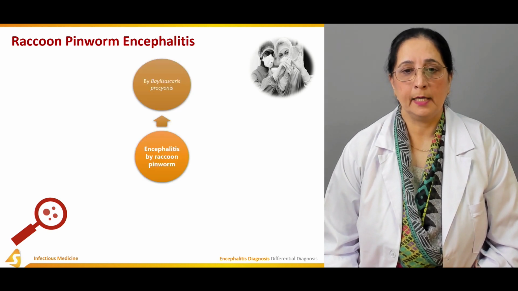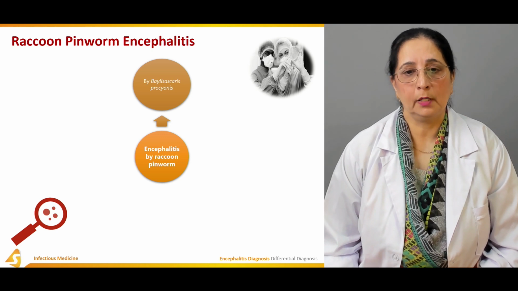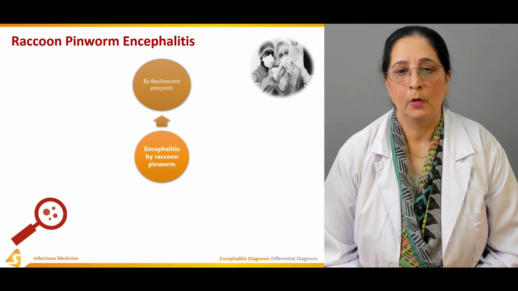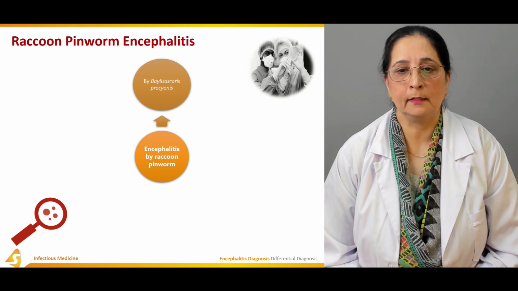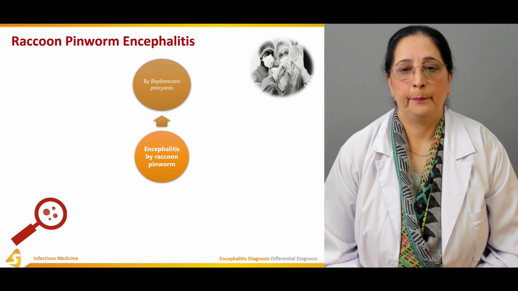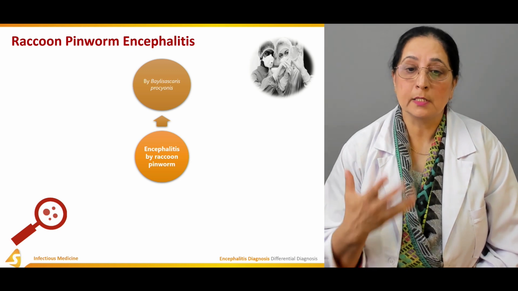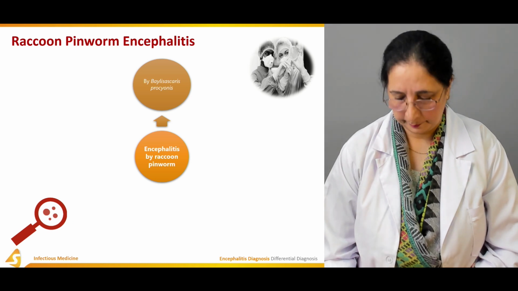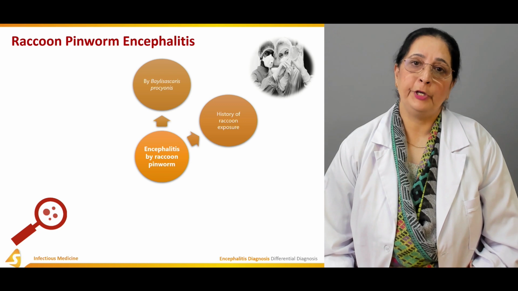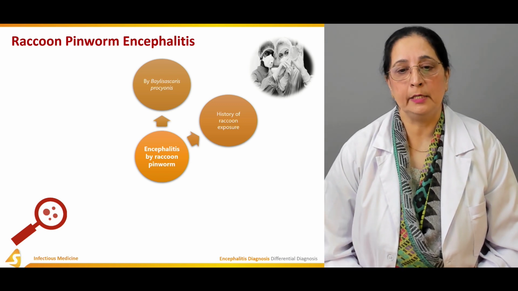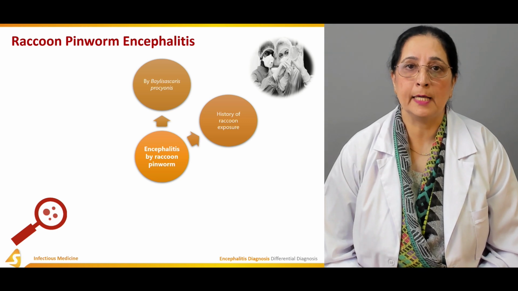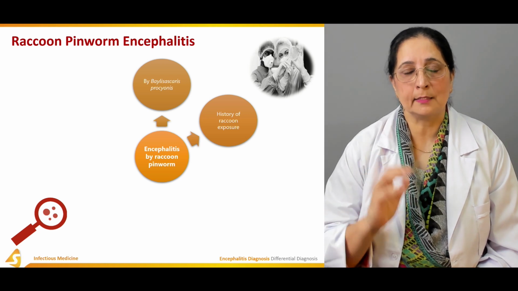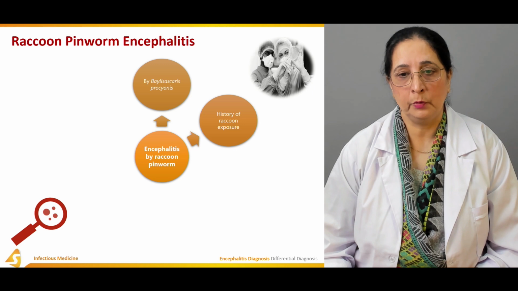Next is the raccoon pinworm encephalitis. This encephalitis is caused by the microorganism Baylisascaris procyonis. So Baylisascaris procyonis is the causative organism of the encephalitis by raccoon pinworm. History of raccoon exposure is present because it's the raccoon pinworm encephalitis. So exposure to the raccoon is in the history. So always ask about the exposure to the raccoon pinworm.